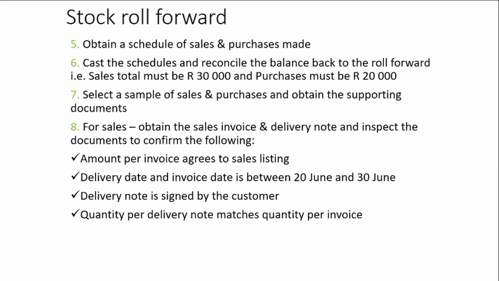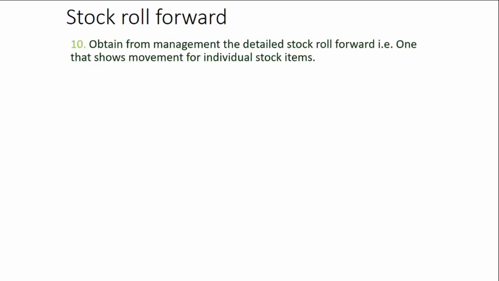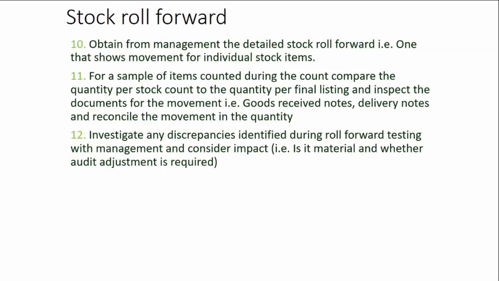We also want to then test the things that were deducted. What would be deducted? Well, things that would be deducted would be the sales. So we want to obtain a sample of sales for the period after the stock count but before year end. We want to test these items to make sure that there is an underlying invoice that is available for each and every one of the sales that were made. We also want to test the delivery date to confirm that the date as per the invoice is between the cutoff date, or the date of the stock count, and the date of year end.